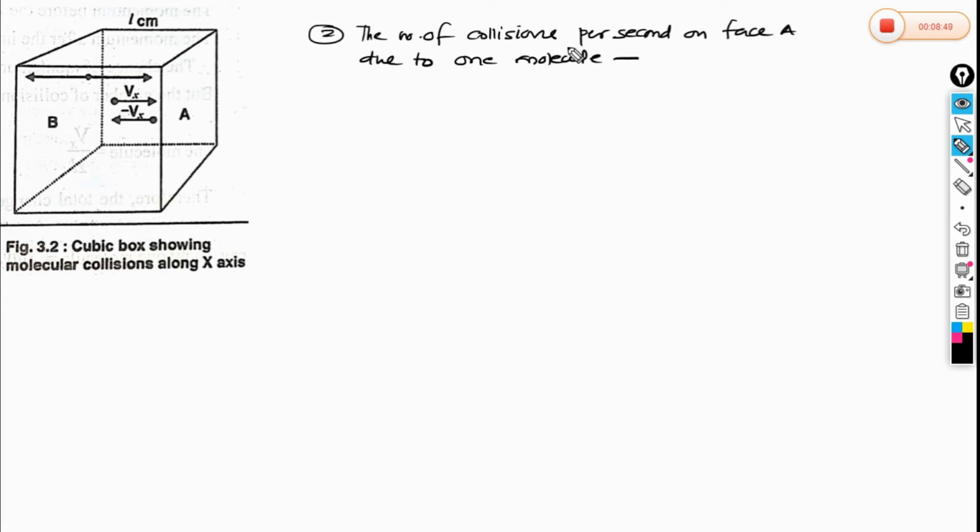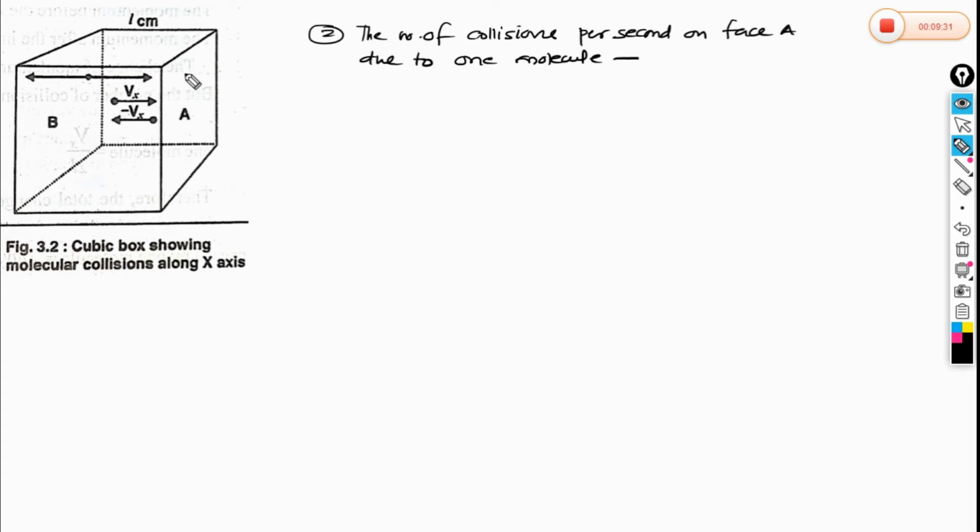Okay, consider a molecule moving along x-axis. So this is the molecule moving along x-axis between opposite faces A and B. This is face A, this is face B, and this is the molecule. It is moving between opposite faces A and B as shown in this figure along x-axis. The molecule is moving along the x-axis towards the face A and towards the face B. And the length of each side of the box is L centimeter.